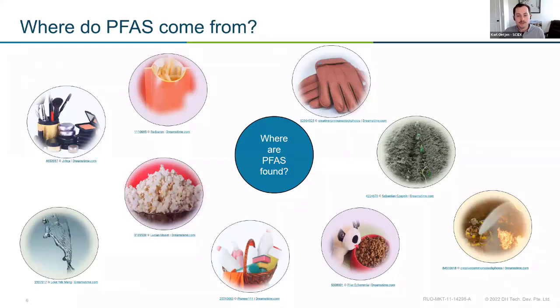So we know it's an issue, but where is it coming from? And the answer essentially is a lot of different places. There are many different places that it's coming from.